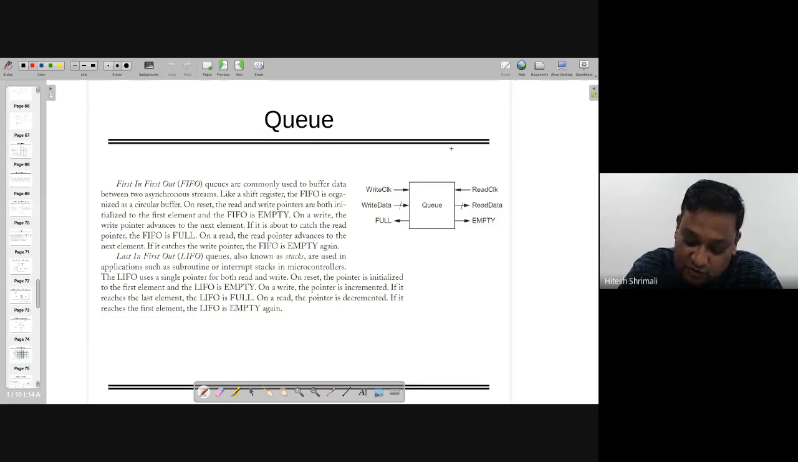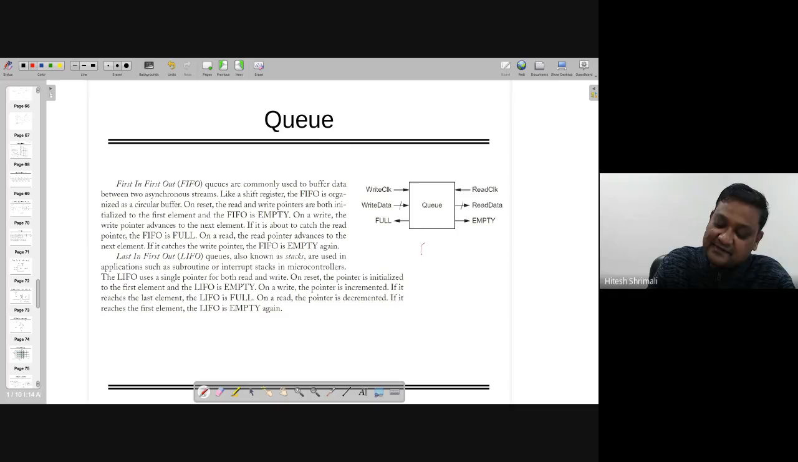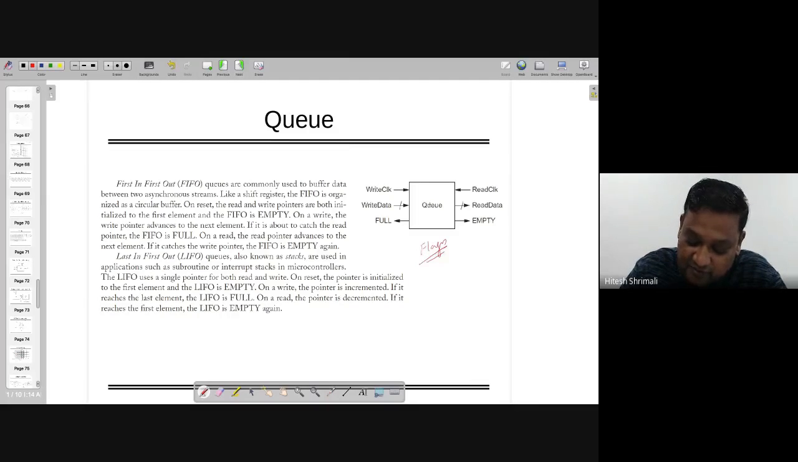So in that case, to have proper operation, there are something called flags available. If the Q flag says full, it means nothing extra can be written, but it can be read. If it is empty, you can write the data but cannot read the data accordingly. So first in, first out is the one where it's a queue.